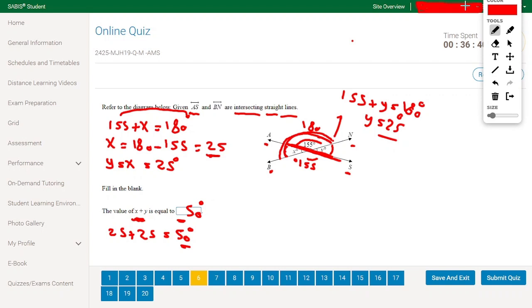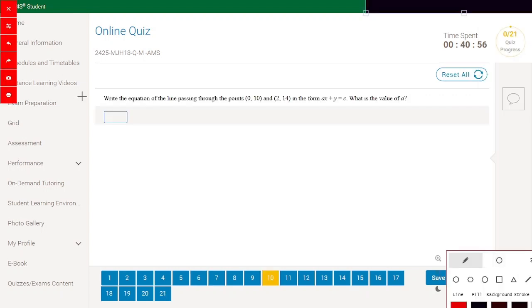Okay, so the answer here for x will be equal to 25 and y will be equal to 25, because y and x are opposite angles. So opposite angles will be equal. So in the question here, he's asking x plus y. So the answer will be 50 degrees.